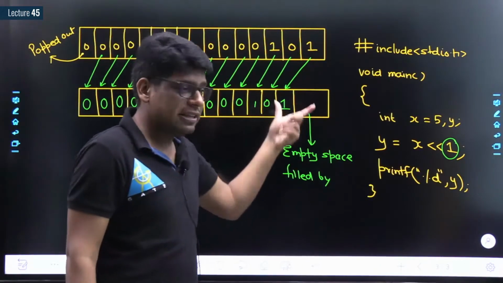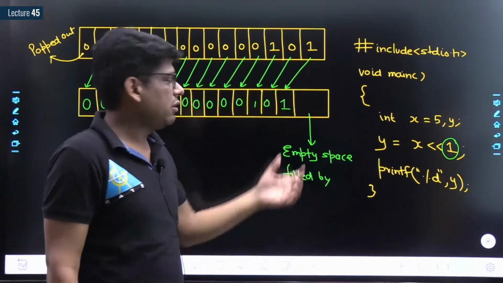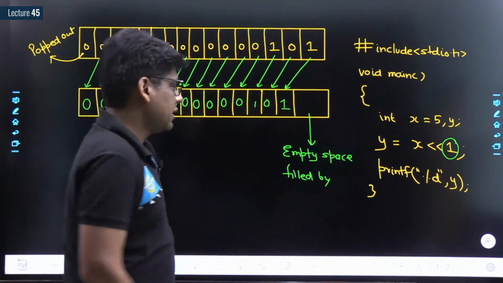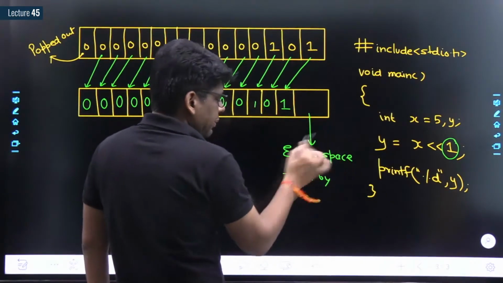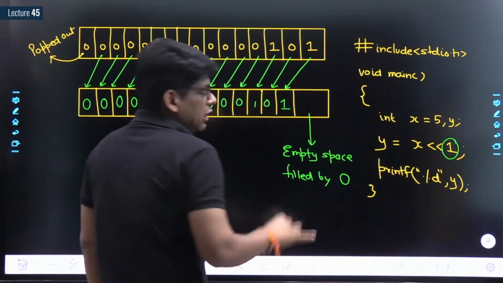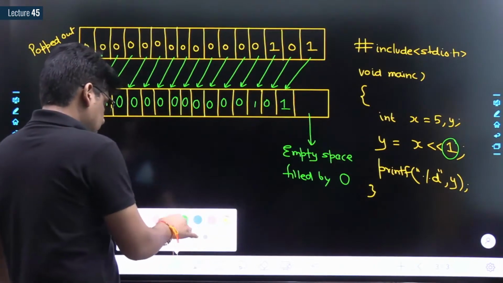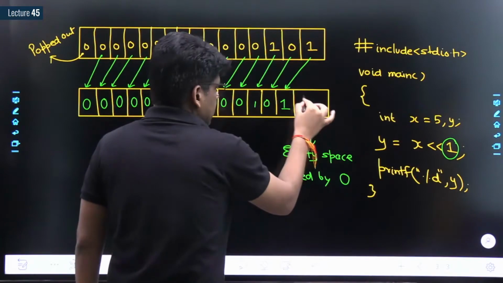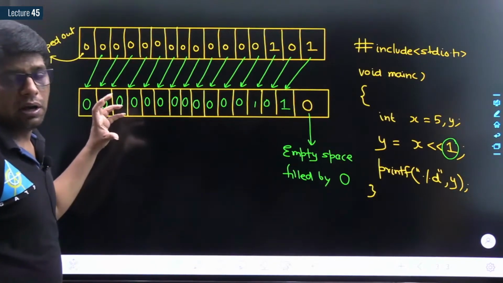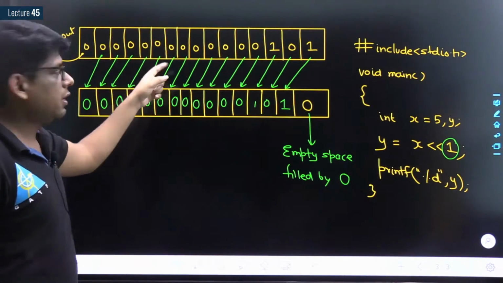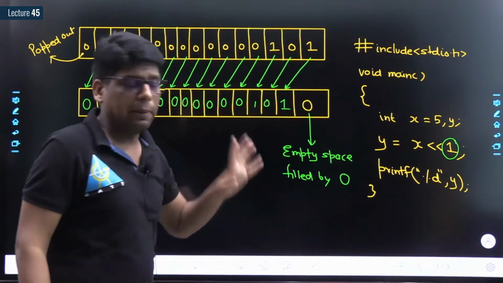Sir, how can we fill this empty space? How will the compiler or computer fill this empty space? Sir, the compiler or computer will fill this empty space with a zero. That means, sir, this is the value we get after a left shift operation on 5 one time.